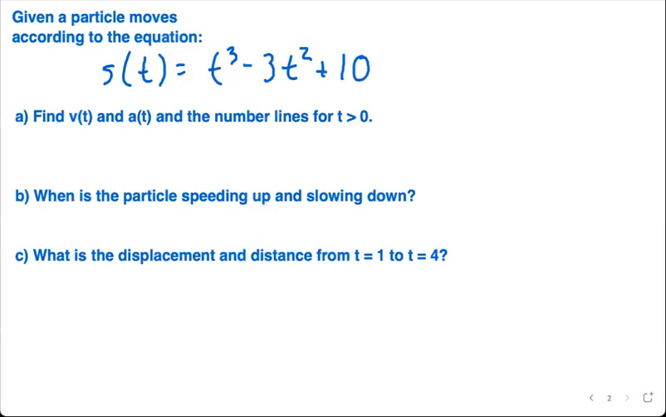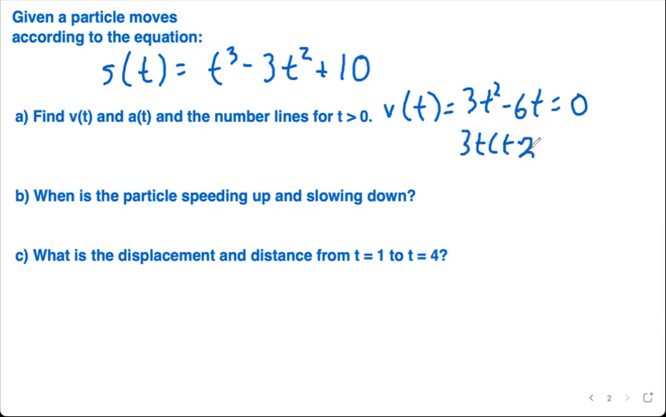Let's first find the velocity and acceleration equations and the number lines. So let's see. The derivative of position is velocity. That'd be 3t squared minus 6t. Set it equal to 0, you get 3t(t minus 2) equal to 0. And I would set up a number line with 0 and 2 seconds on there. That's my velocity number line.